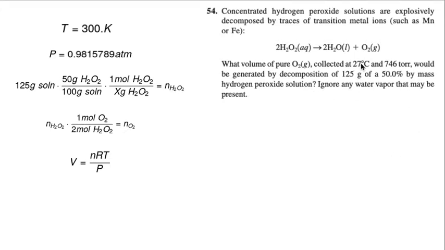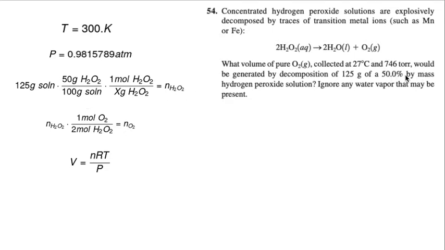So again, we're given temperature, which we should convert to Kelvin immediately, and 746 torr, which we need to convert to atm, especially if we're using PV equals nRT. And we're given also 125 grams of solution. It's important to note that's of solution. And in order to find the hydrogen peroxide in that solution, we need to take 50% of that solution.